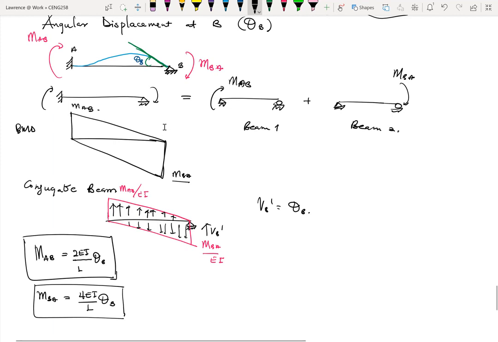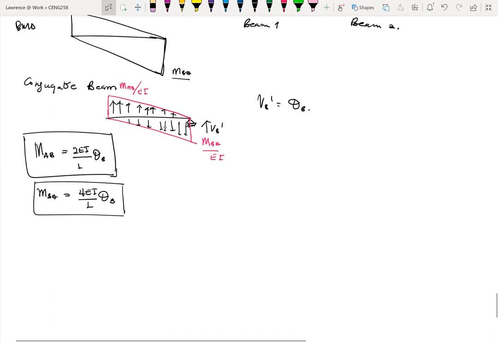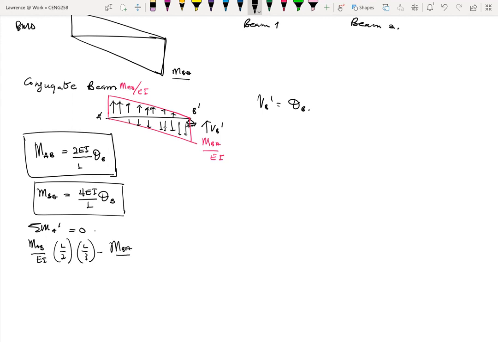We can go through the process, but it's about the same. For example, if you have A prime here and B prime here, summation of moment at A prime equals 0, then we have MAB over EI times L over 2 times L over 3, minus MBA over EI times L over 2 times 2L over 3, plus theta B times L. Theta B times L is the same as VB prime times L. So we have this equation here.